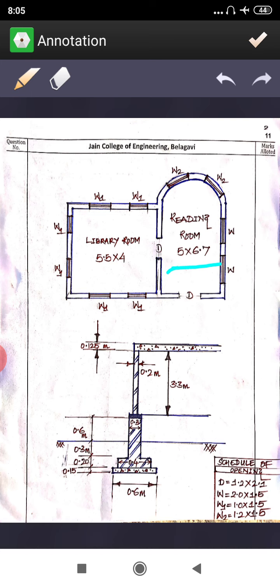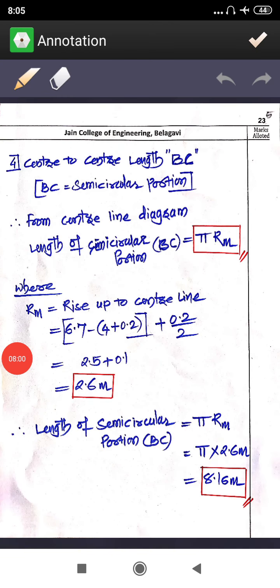Now the only thing is that semicircular portion you have to determine. For this semicircular portion, as I said, that is the center to center distance of BC, right? That is a semicircular portion. And from the center line diagram, the length of semicircular portion, that is BC, is equal to, we know that, pi rm, right? So rm means radius, you have to determine the radius, that also from the center of the wall.